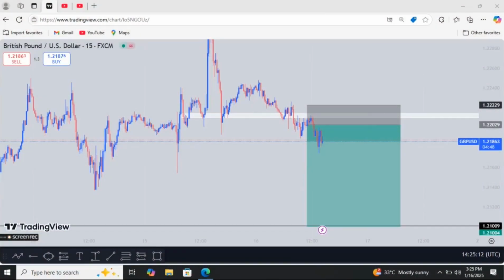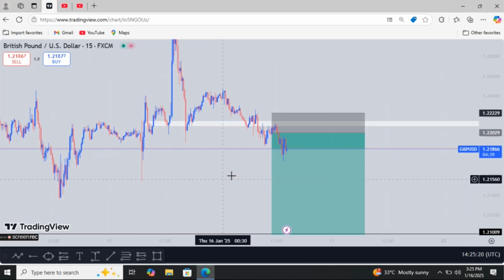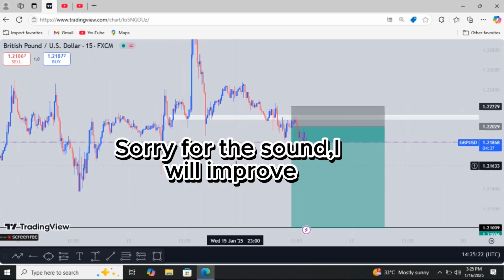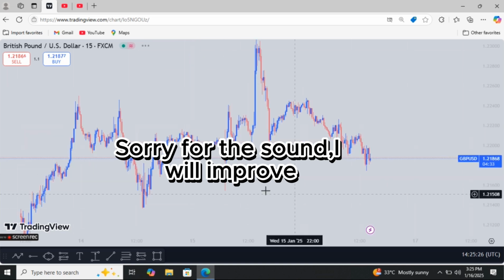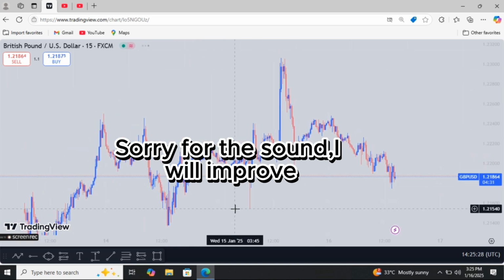Guys, this is my screen right here and this is the trade. It's playing out nicely here. So just remove all the drawings. Let me remove everything so that we have a clean chart. Then we start from the top.